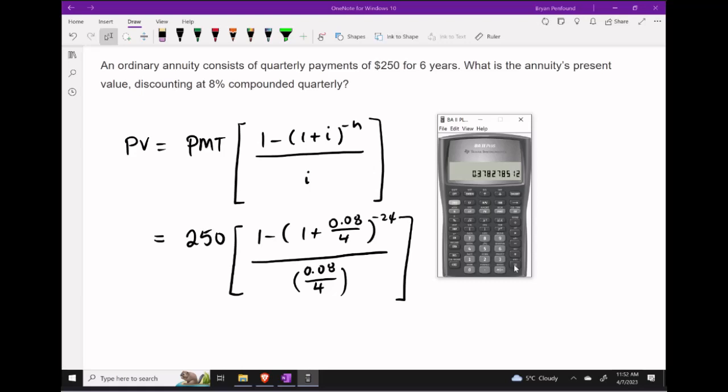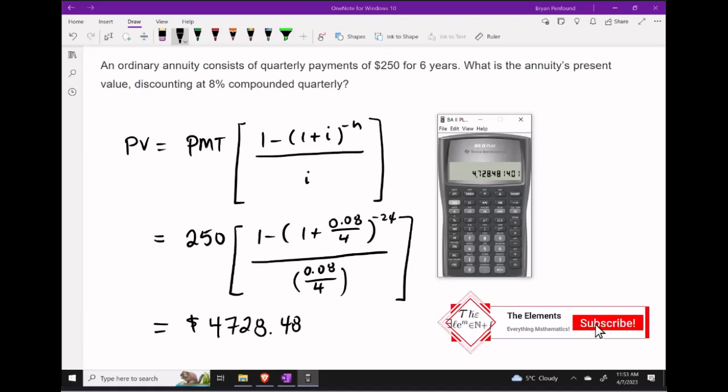This is going to give us the decimal number inside the numerator of our fraction. We need to divide this by bracket, 0.08 over 4, close bracket, and hit that equals button once more. And now that we have the decimal number that represents our fraction, we can now multiply this by 250. And this gives us a present value of $4,728.48.